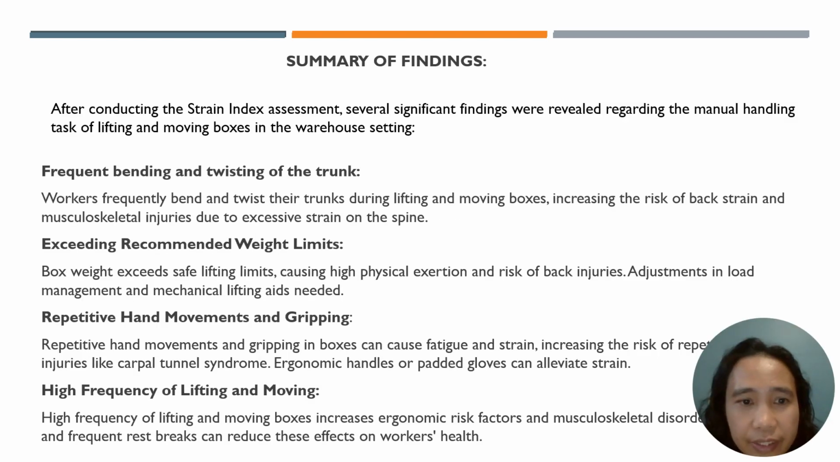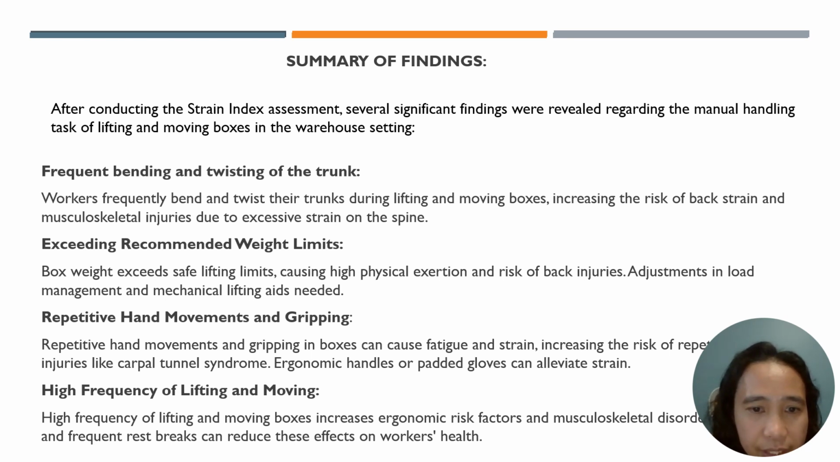Summary findings. After conducting the strain index assessment, several significant findings were revealed regarding the manual handling task of lifting and moving boxes in the warehouse setting. Frequent bending and twisting of the trunk. Workers frequently bend and twist their trunk during lifting and moving boxes, increasing the risk of back strain and musculoskeletal injuries due to excessive strain of the spine.